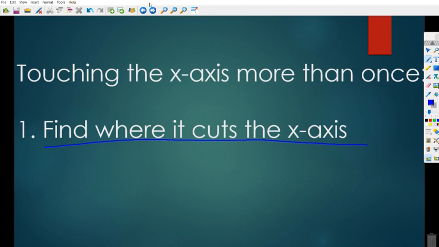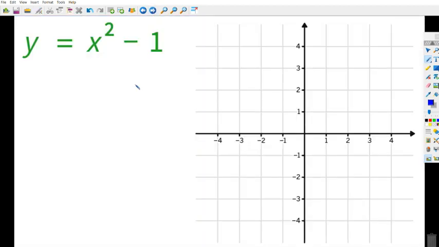We need to go find that specific point. So now let's go see how we're going to do this. Before I say anything, let's go look at the Cartesian plane. It's going to be better. So let's visualize this quickly. X squared minus 1. What is it looking like?